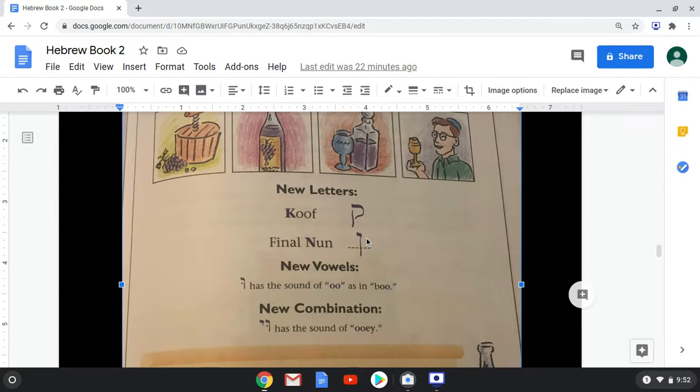Final nun. So we learned nun last time. This is final nun. That means if a nun is at the end of a word, it's going to look like this. And notice how far it goes below the line. It's a long letter and it dangles down.